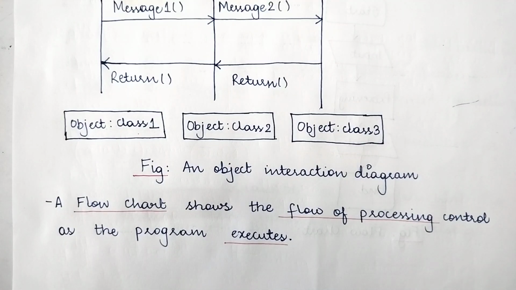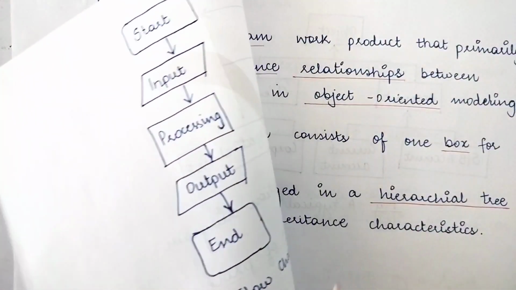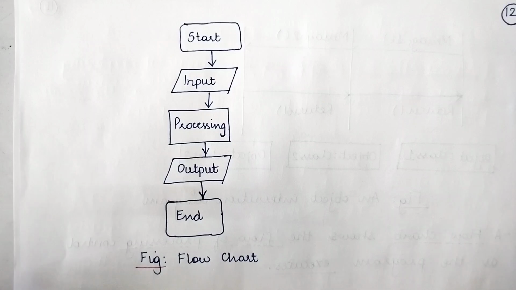I am sure many of you must have started with flow charts, but basically what is a flow chart? It shows the flow of processing control as the program executes. So, how the flow of data would be, what data would come first, the processing, and all these things are depicted using a flow chart. You can see a sample flow chart example over here. This is how a flow chart looks.